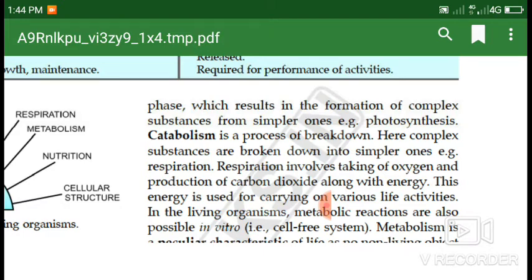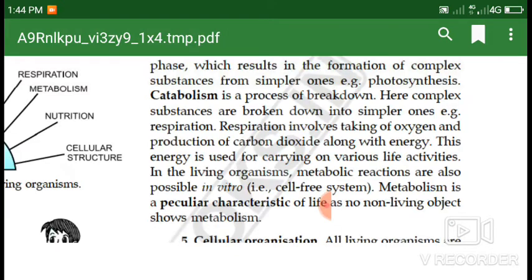Therefore, catabolism is a process of breakdown. Here, the complex substances are broken down into simpler ones. Example: respiration. Respiration involves the taking of oxygen and production of carbon dioxide, along with energy. This energy is used for carrying on various life activities in living organisms. Metabolic reactions are also possible in vitro, that is, in a cell-free system. Metabolism is a peculiar characteristic of life, as no non-living object shows metabolism.